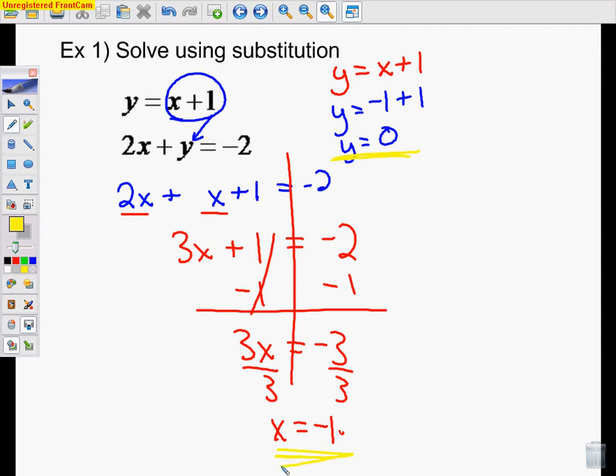Now this is the same answer that you would have gotten if you had graphed it. And you always want to write your answer as an ordered pair. And remember, ordered pairs always go x first, y second. All right, so that's our answer. Every student should check, plug it in, make sure that your values come out correct.